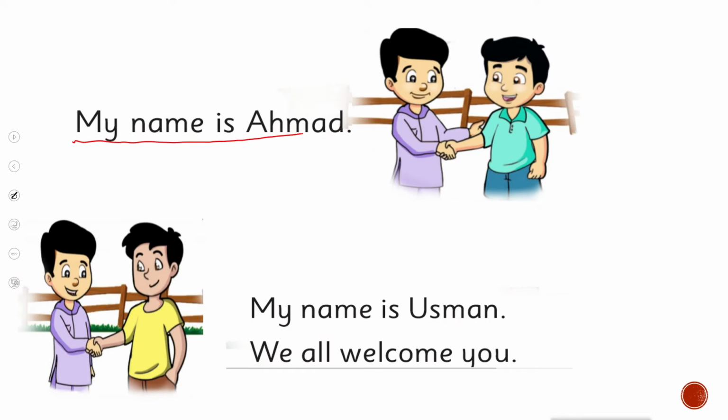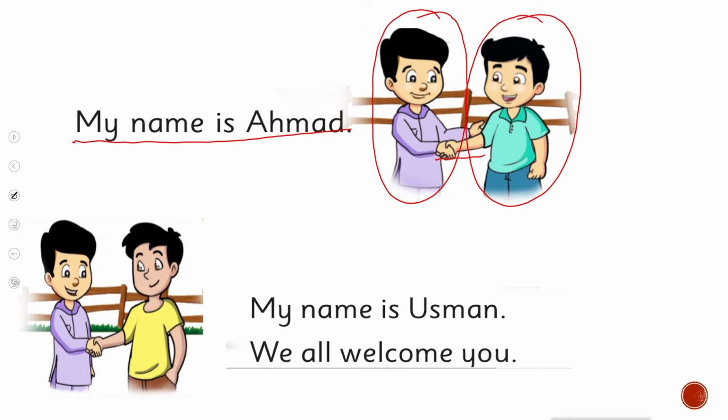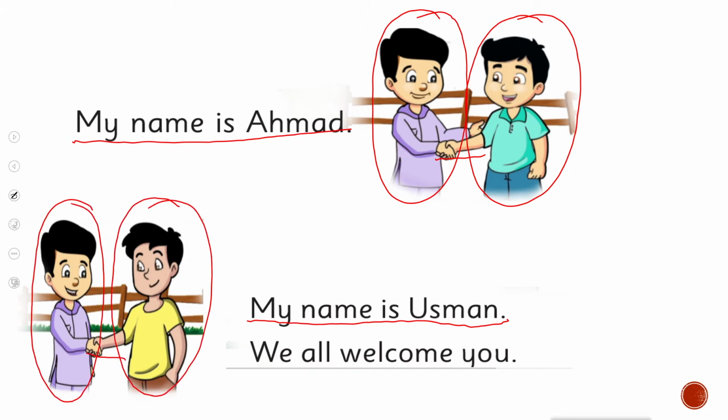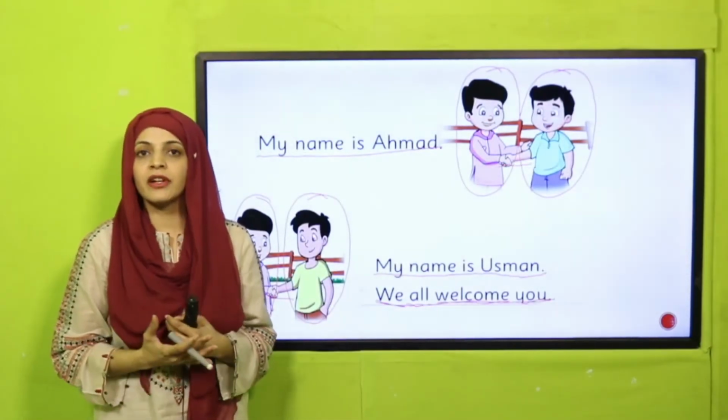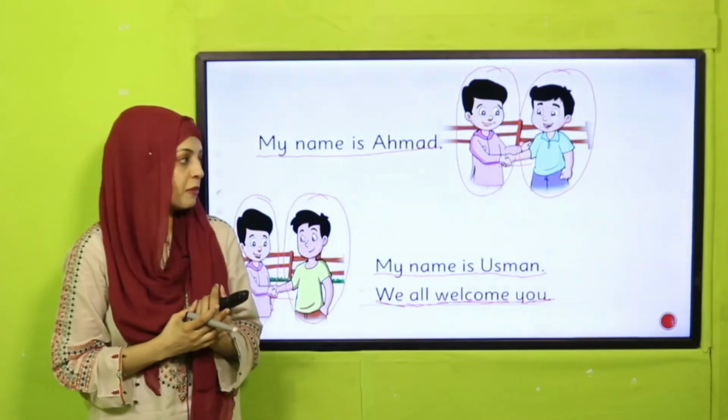My name is Ahmad. This is Ahmad and this is Fahad. They are meeting each other. My name is Usman. This is Usman. He is also shaking hands with Fahad. We all welcome you. Now all the friends have given their introduction and they have welcomed Fahad.